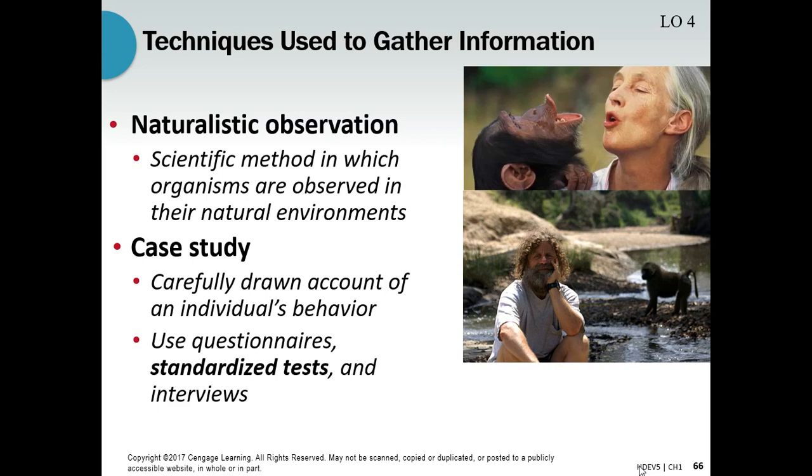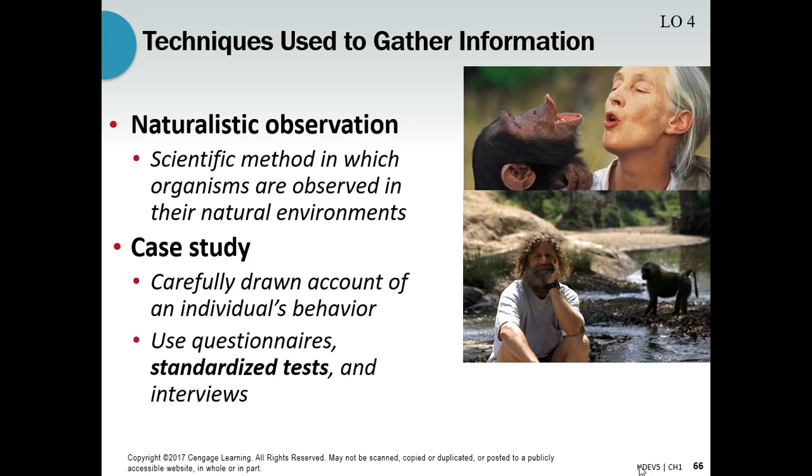Also, in a naturalistic observation, you should not interfere. That includes just about everything. You should not be interacting with the animals or the subjects. You can't ask questions. You can't do a survey because all of these things are things that would make you interfere with the subject.